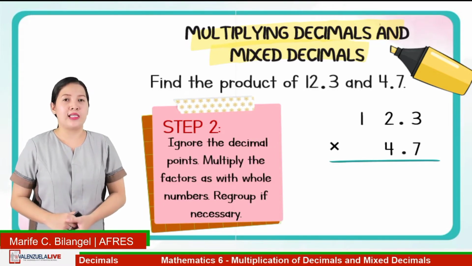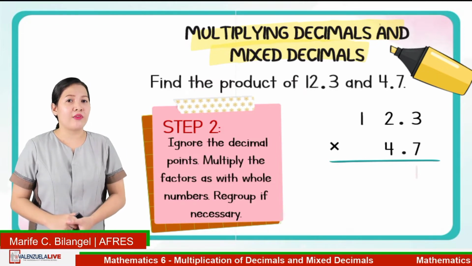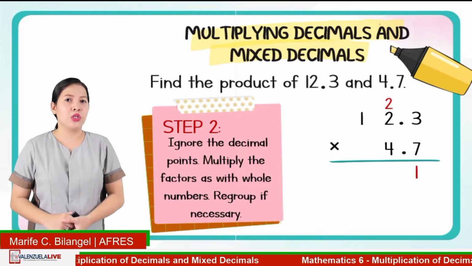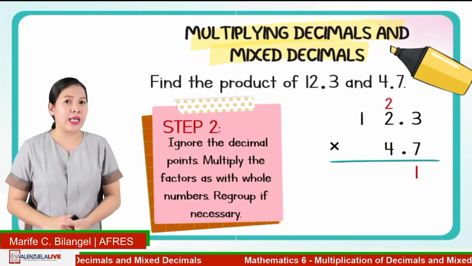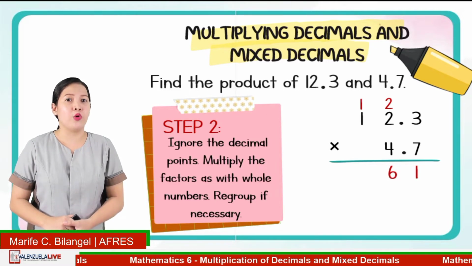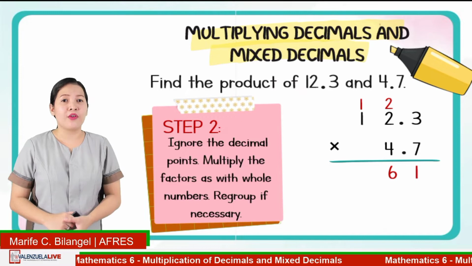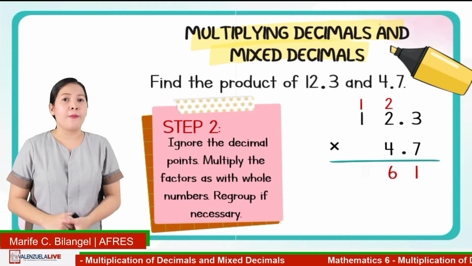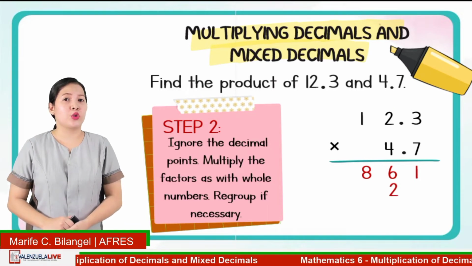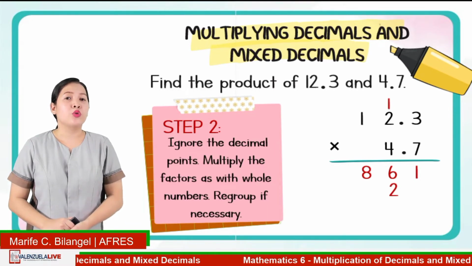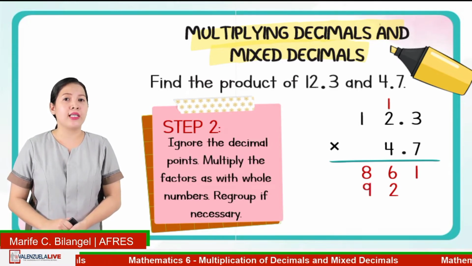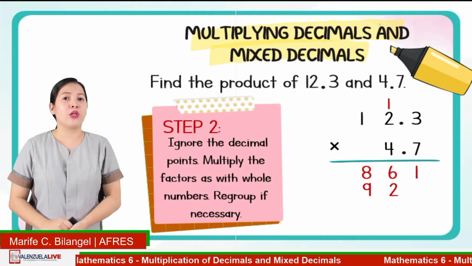Regroup if necessary. 3 times 7 is 21. Write down 1, regroup 2. 2 times 7 is 14 plus 2 equals 16. Write down 6, regroup 1. 1 times 7 is equal to 7 plus 1 is equal to 8. 4 times 3 is equal to 12, regroup 1. 2 times 4 is equal to 8 plus 1 equals 9. 1 times 4 is equal to 4.